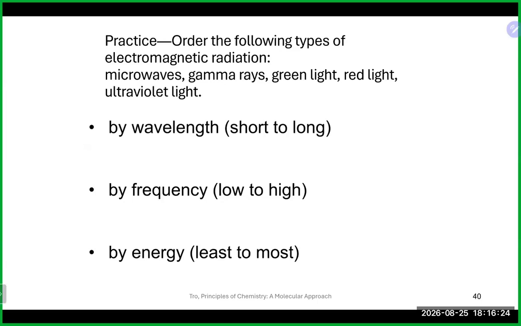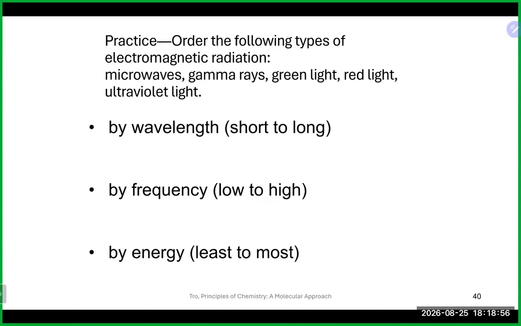So we want to put these in order based on wavelength, frequency, and energy: microwaves, gamma rays, green light, red light, and ultraviolet. Take a moment, as we talked about last time. You're not responsible for the exact numbers where all these breaks are, but you do need to be able to do a question like this and put them in order. So take a moment and put them in order those three ways.